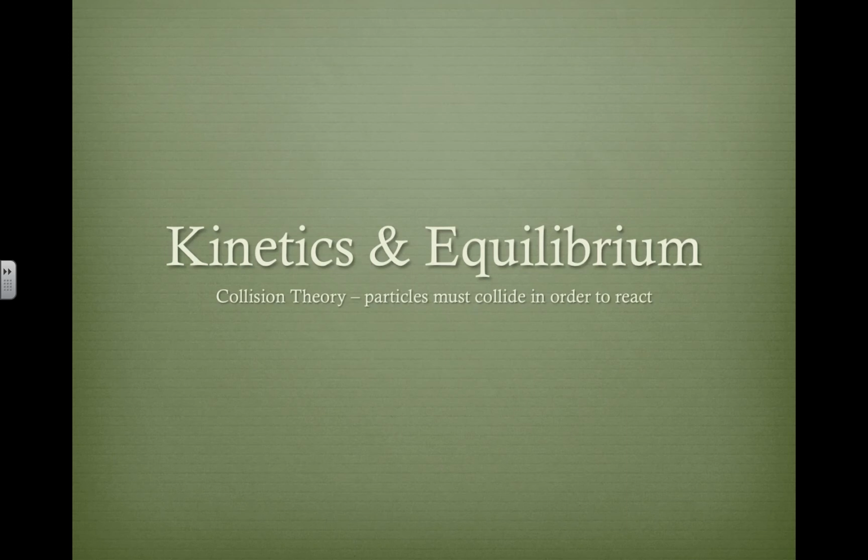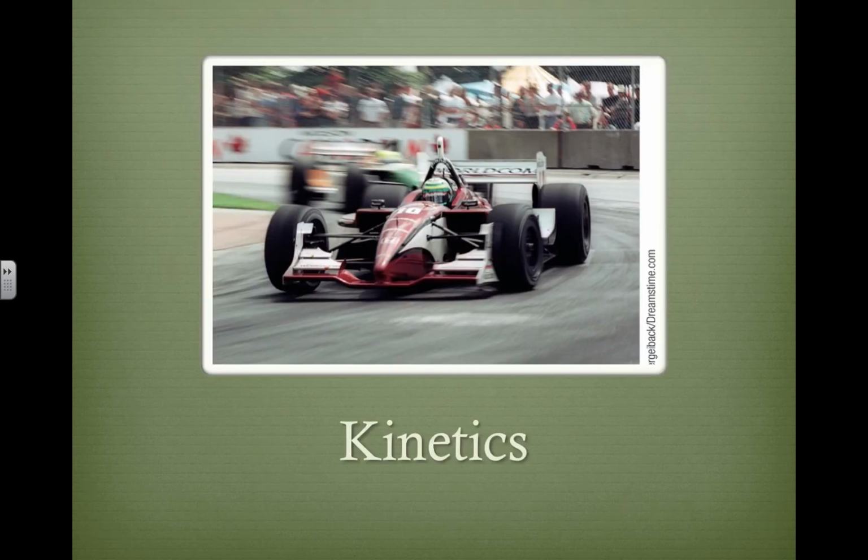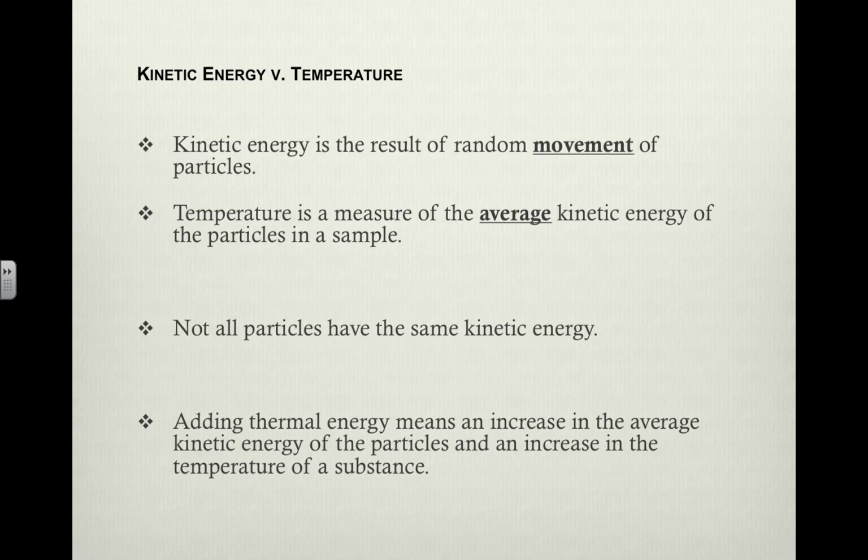Unit is both kinetics and equilibrium, but today we're going to start talking about kinetics, so how fast things go. We need to remember what kinetic energy is as well as temperature. Kinetic energy is the result of the random movement of particles. It's the energy dealing with velocity specifically, or movement. And temperature is a measure of the average kinetic energy of the particles in a sample. So not all particles are going to have the same kinetic energy. We're going to see that here in a sec.